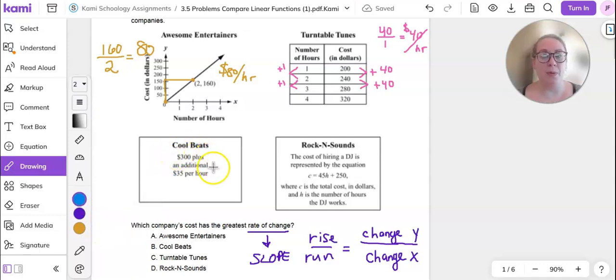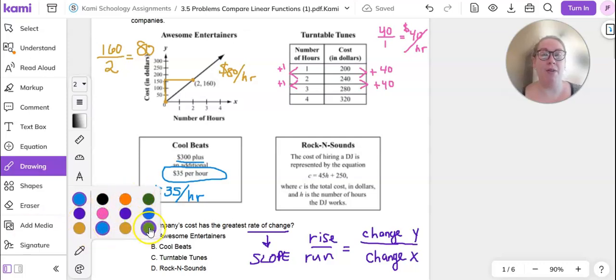Down below, Cool Beats, option C, it's $300 is like the y-intercept. That's how much it costs automatically. And then we do $35 per hour. So we see that word per tells us that we're talking about our slope. So our rate of change there is 35 per hour.